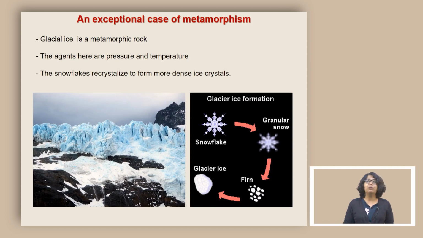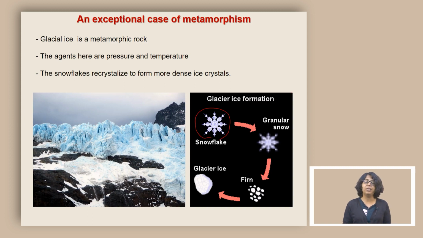One of the exceptional cases of metamorphism is the glacial ice. If we think about what it requires when we call something a metamorphic rock, it means that the original mineral composition or texture should be changed as a function of the changing environment, and all of these criteria are met in the glacial ice, because glacial ice starts with the snowflake. And if you look at the structure of the snowflake, it looks quite distinct.